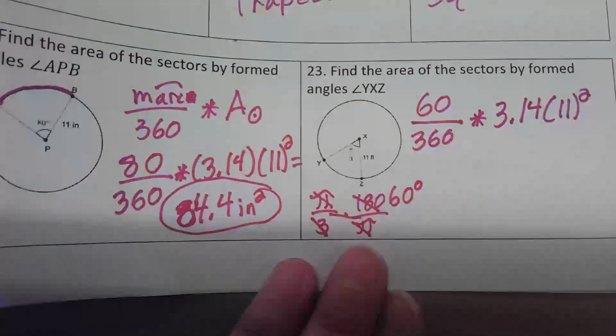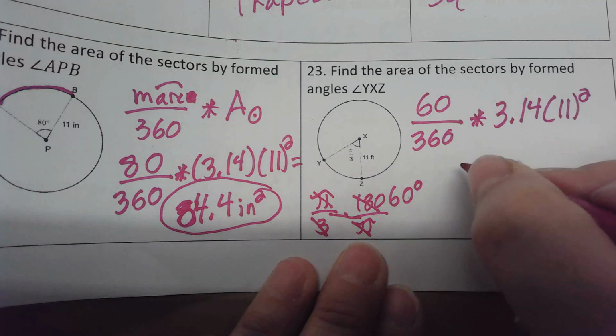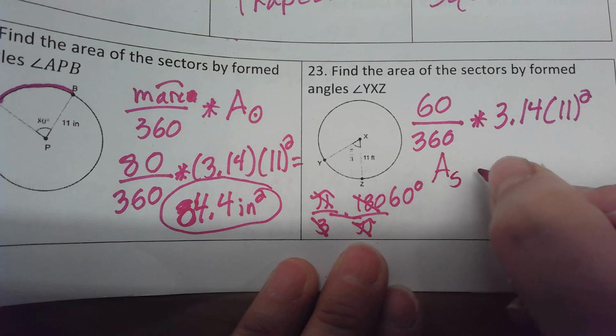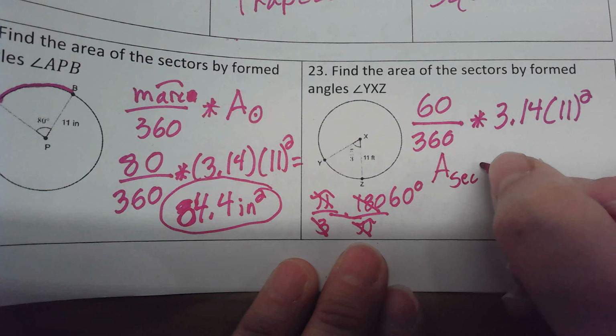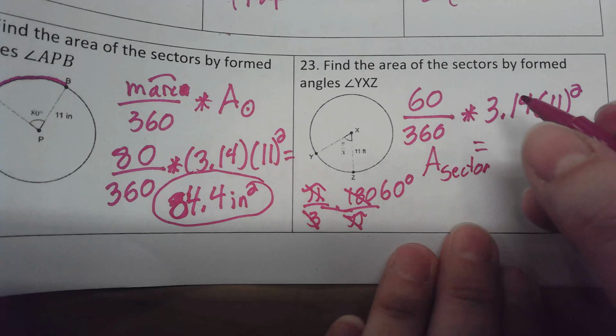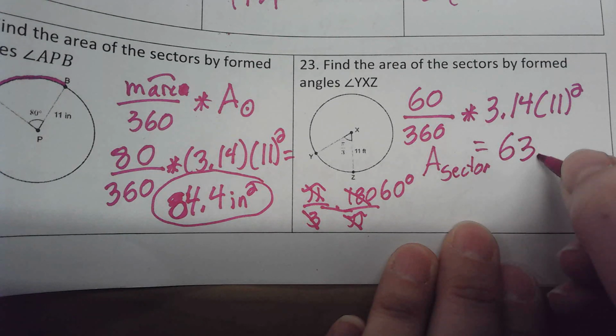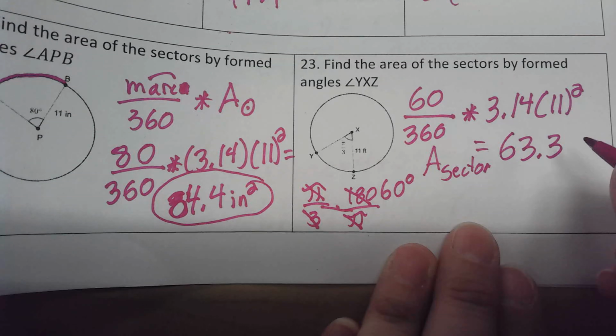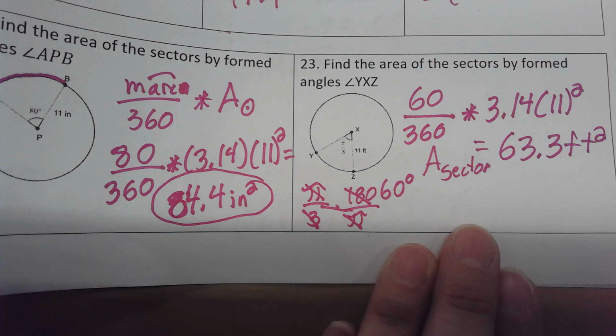What's the area of that sector? 63.3. Brooklyn, could you say that again? 63.3 feet squared. Okay, did anybody get a different answer?